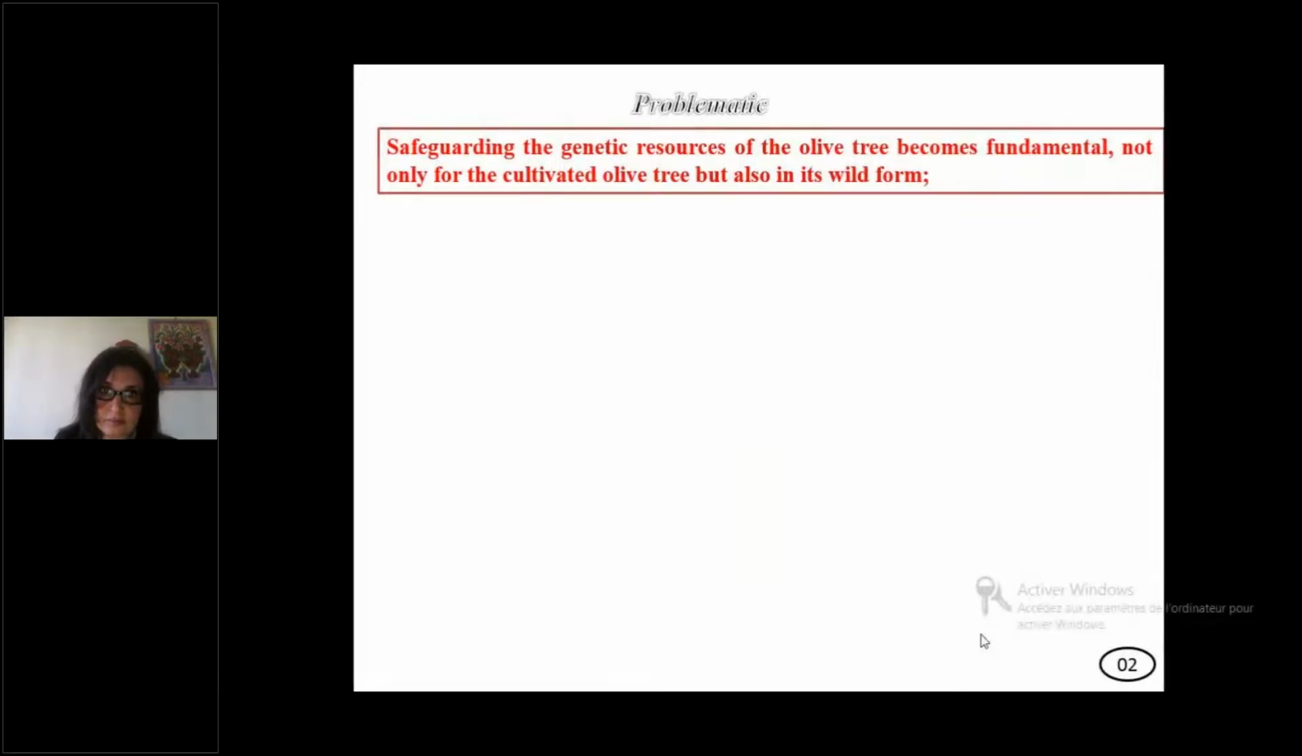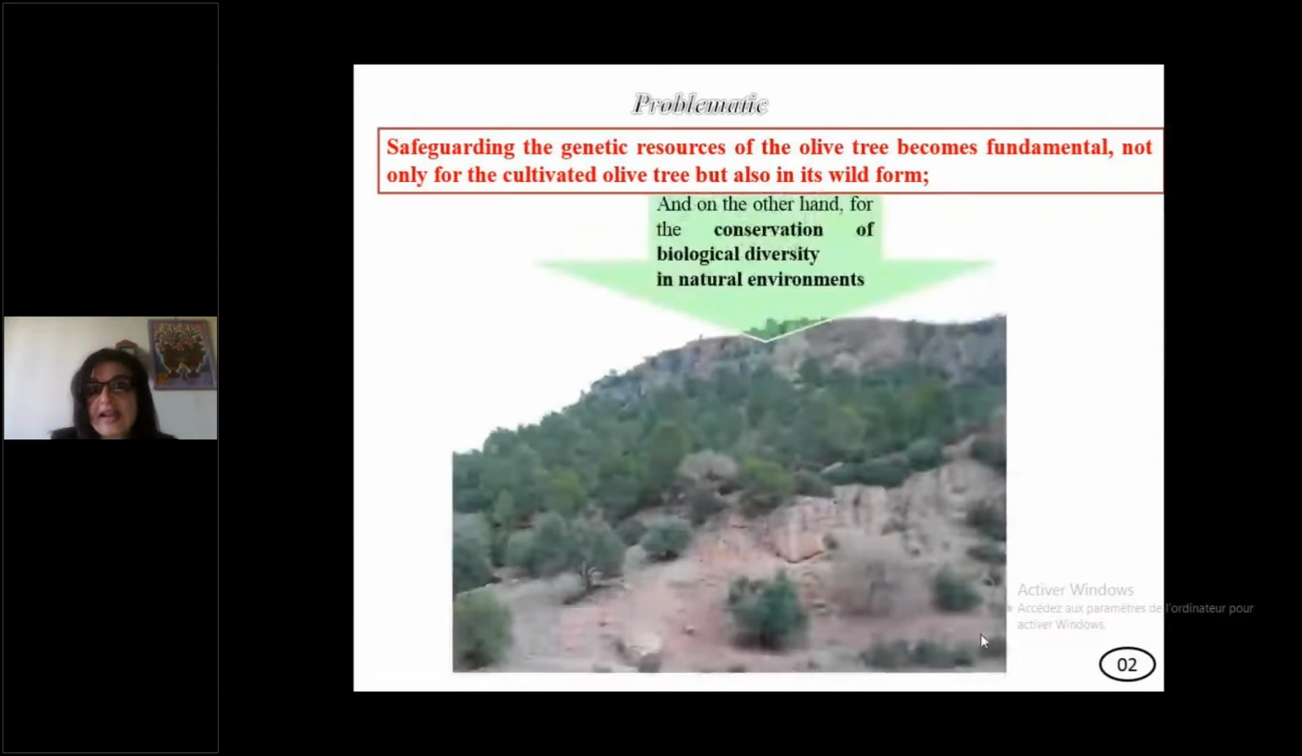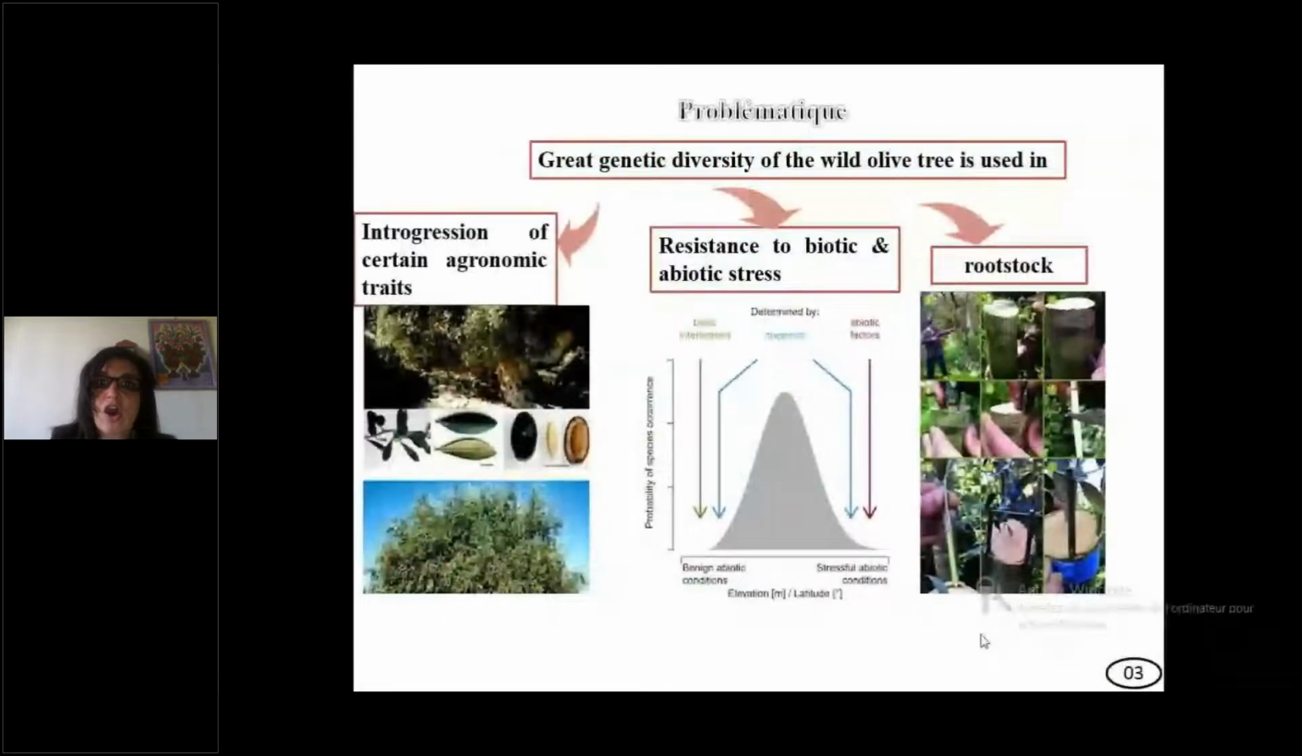wild form. Wild olive represents a valuable genetic resource, on the one hand for the breeding programs of cultivated olive, and on the other hand for the conservation of biological diversity in natural environments. The great genetic diversity of the wild olive tree is used in the integration of certain agronomic traits, resistance to biotic and abiotic stress, and in rootstock in the breeding programs.